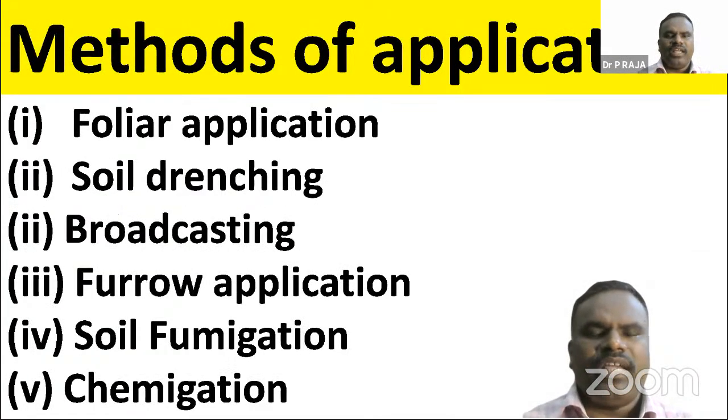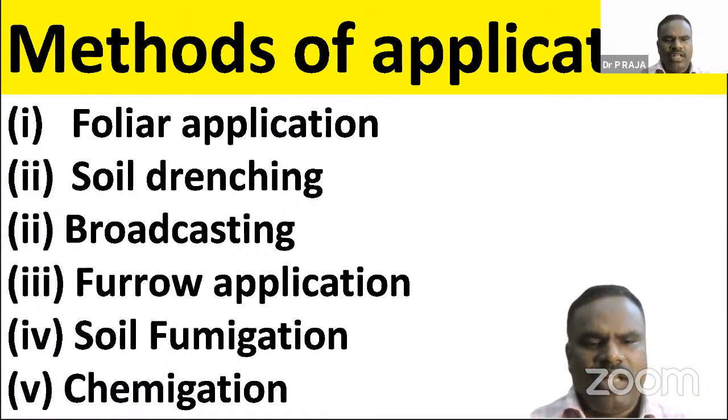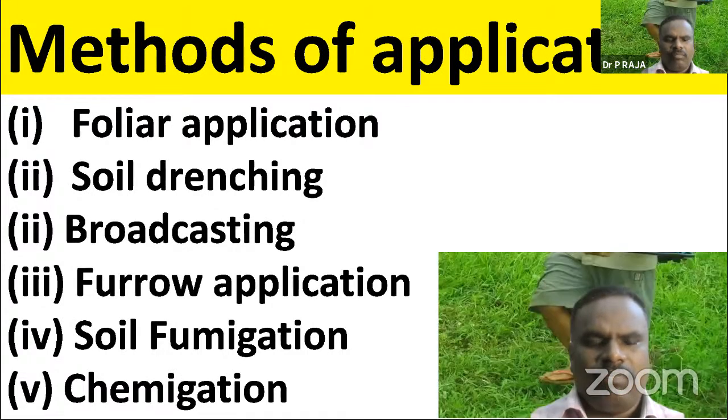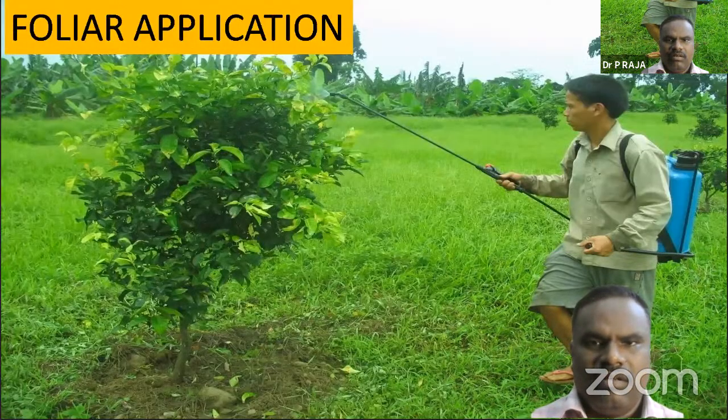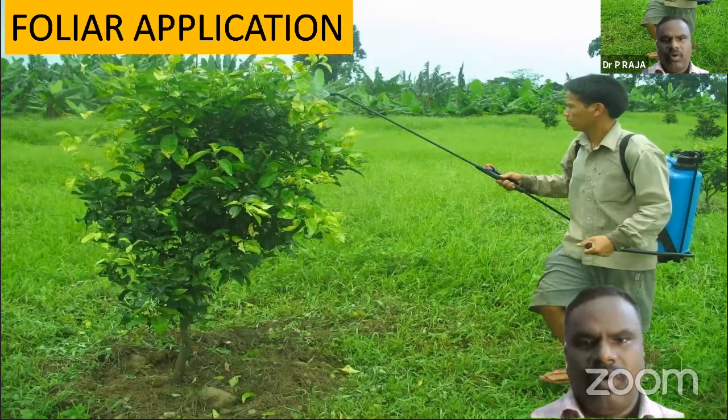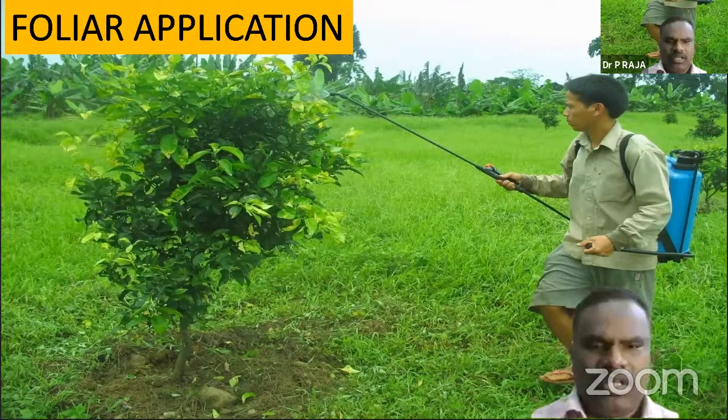And then how we can apply these chemicals into the soil, or on the foliage and blossom. There are different methods: foliar application, soil drenching, broadcasting, furrow application, soil fumigation, and chemigation. So what is foliar application? Fill the required chemicals, as I said, Captan or Carbendazim 0.1%, or copper oxychloride 0.1%, into the tank and then spray it on the trees. Thereby we can protect the trees from the pathogens.